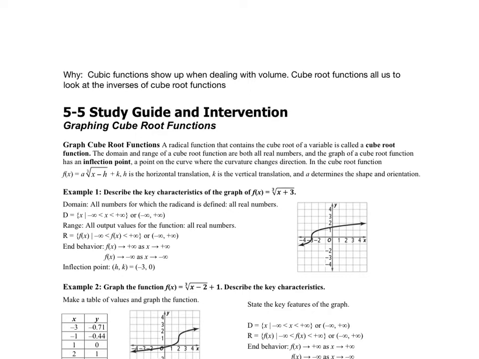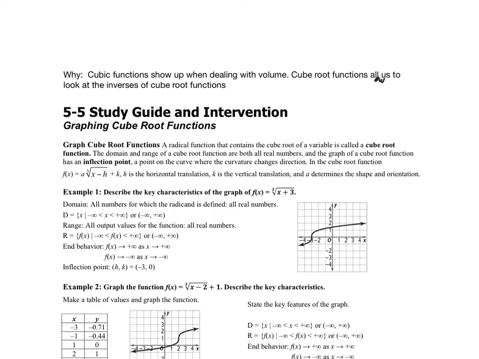Alright, here we're going to look at 5.5, cubic functions. Here's the why. Cubic functions show up when dealing with volume. Cube root functions allow us to look at the inverses of cube root functions. We ended 5.4 by looking at a square as it pertains to area and side length. We can do that same concept with volume.